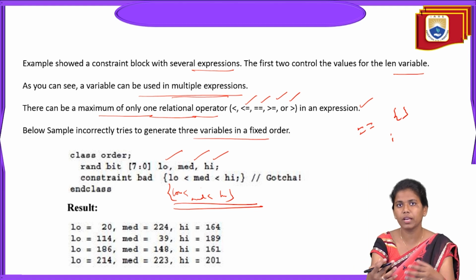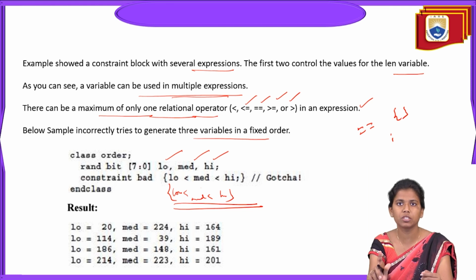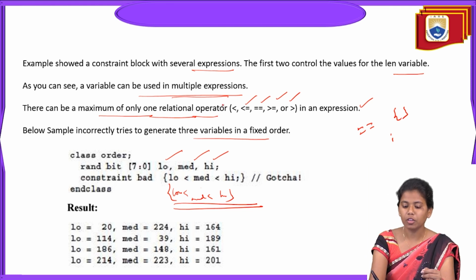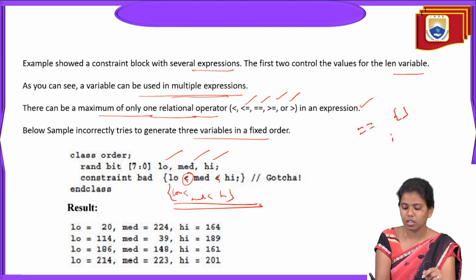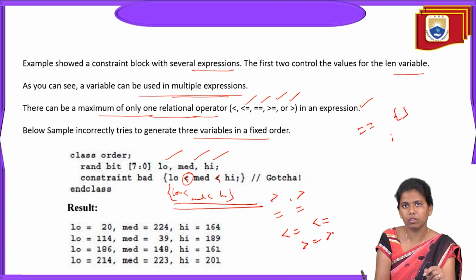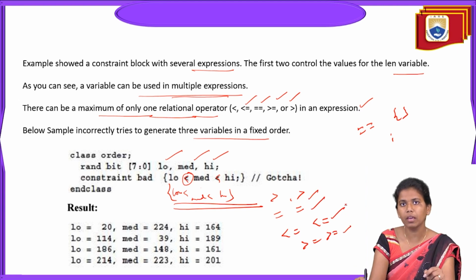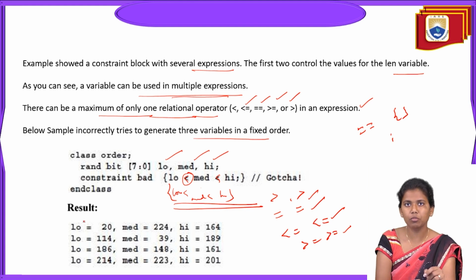Regarding the expressions, only one relational expression can be used. As I said, only one: that is less than, or else only greater than, or only equals to, or less than or equals to, or greater than or equals to. So any one relational operation can be considered, but not multiple ones. Then the result goes like this.